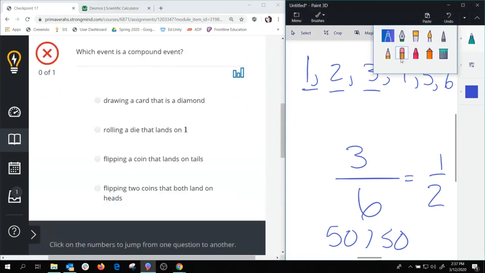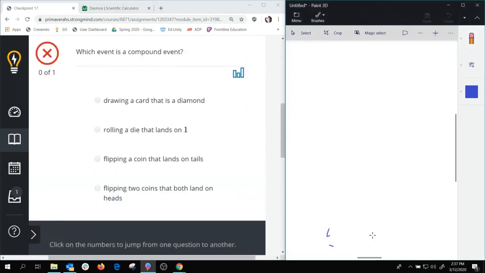Alrighty, number 4 is asking us which event is a compound event. So compound events consist of you doing something more than once, whether it's rolling a dice 2 times. It could be something like drawing a card and then spinning a spinner. As long as you're doing something more than one time, it's a compound event.